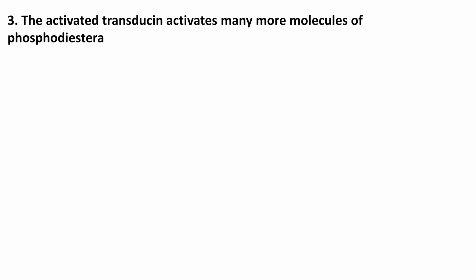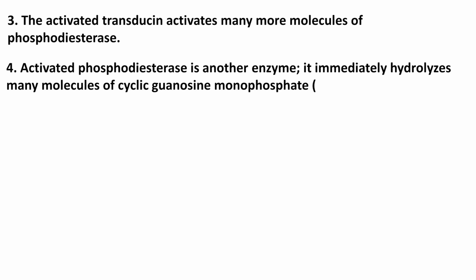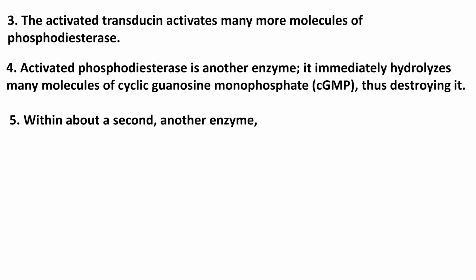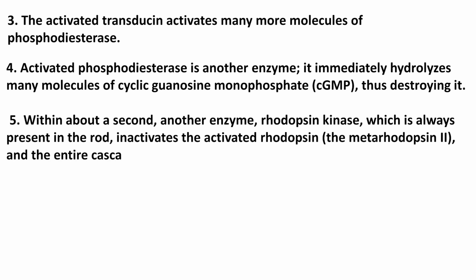3. The activated transducin activates many more molecules of phosphodiesterase. 4. Activated phosphodiesterase is another enzyme. It immediately hydrolyzes many molecules of cyclic guanosine monophosphate, cGMP, thus destroying it. 5. Within about a second, another enzyme, rhodopsin kinase, which is always present in the rod, inactivates the activated rhodopsin, the metarhodopsin II, and the entire cascade reverses back to the normal state with open sodium channels.